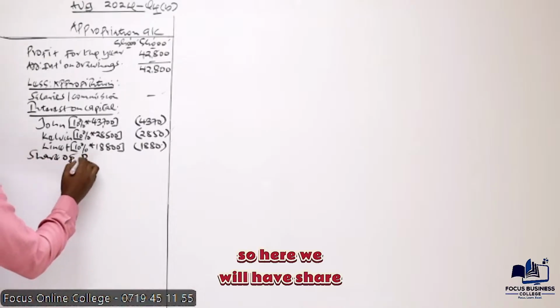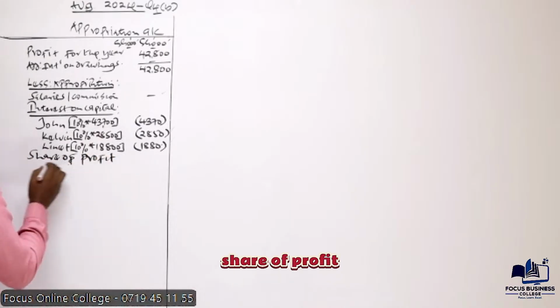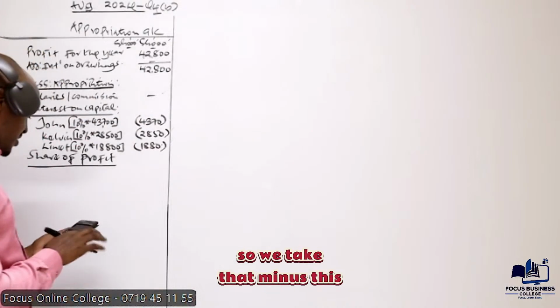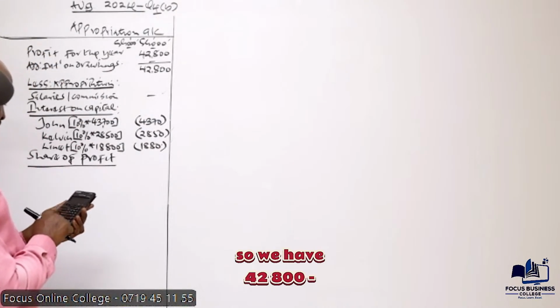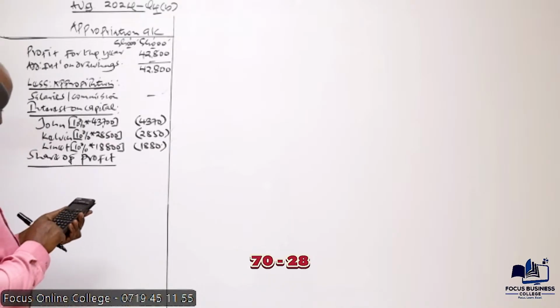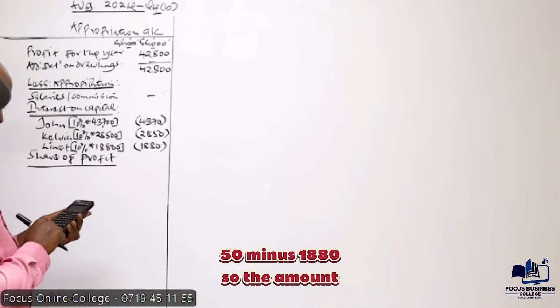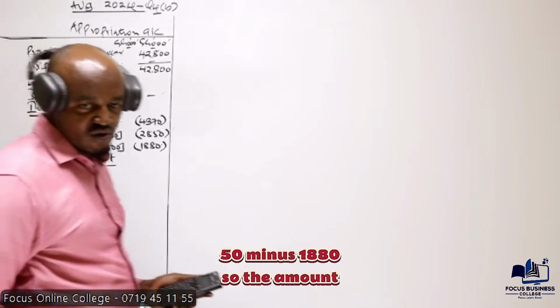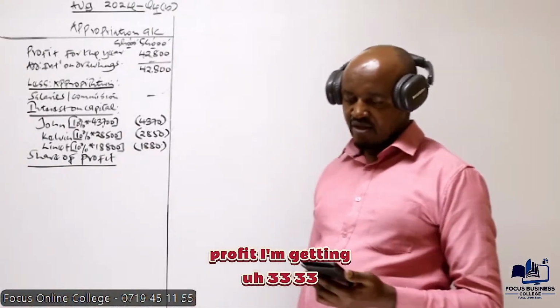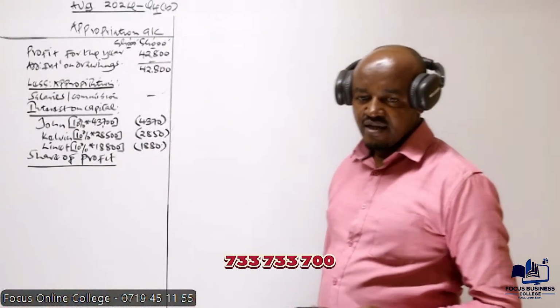So here we will have share of what? Share of profit. Can we determine the amount to be shared as profit? We take that minus the interest on capital. So you have 42,800 minus 43,70 minus 28,50 minus 18,80. The amount to be shared as profit, I'm getting 33,700.